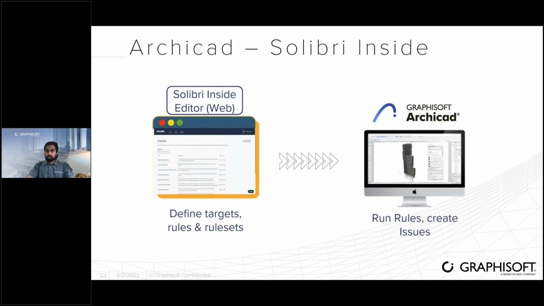For that we are going to show Solibri Inside and Solibri Office direct connection with Archicad. Solibri Inside is pretty much a new feature, available in Archicad 26 update 2. So whoever has Archicad 26 update 2 should be able to use Solibri Inside as well. We first need to define the targets, basically the elements that you want to test, and then the rules and rule sets. For that, we can use the Solibri Inside editor in the web browser. Once you define all that there, you will be able to bring the rules inside Archicad and run them against your model on the go.